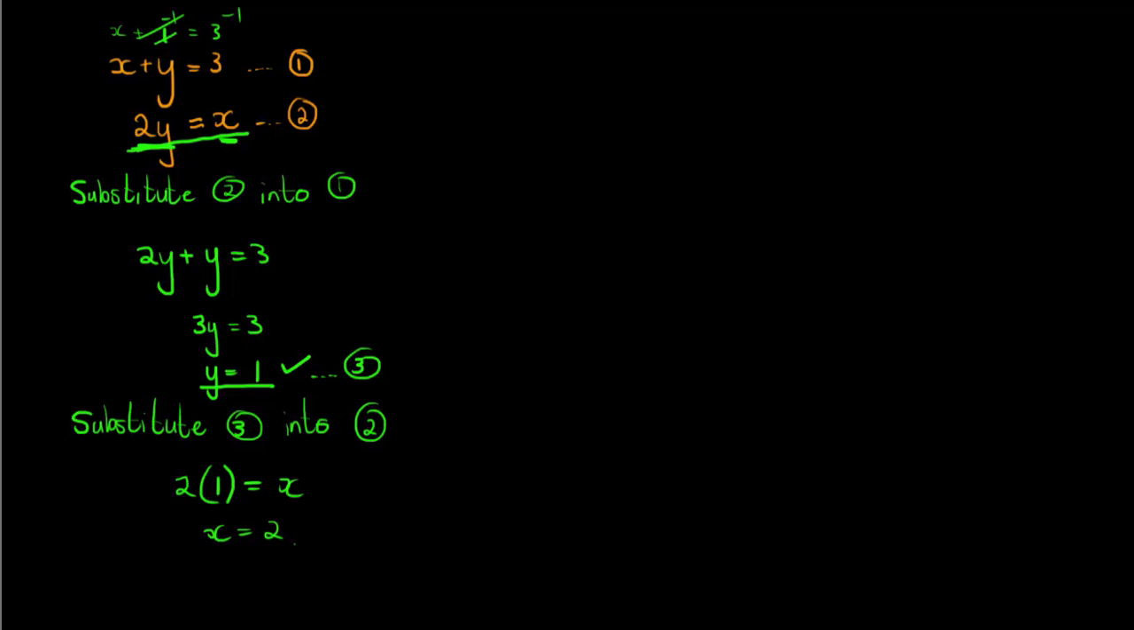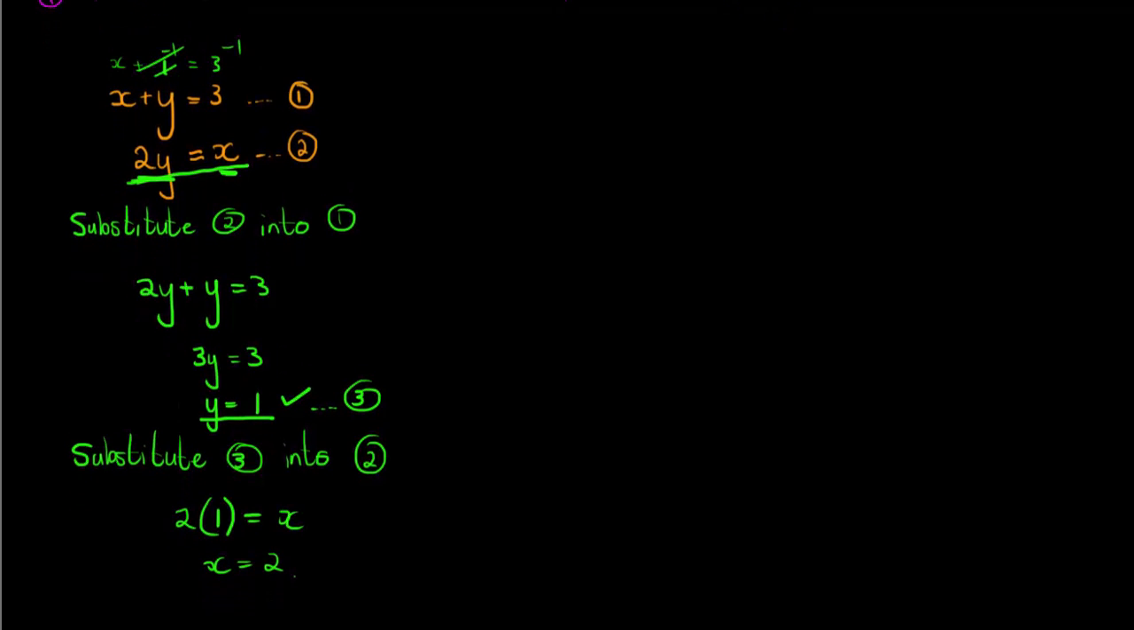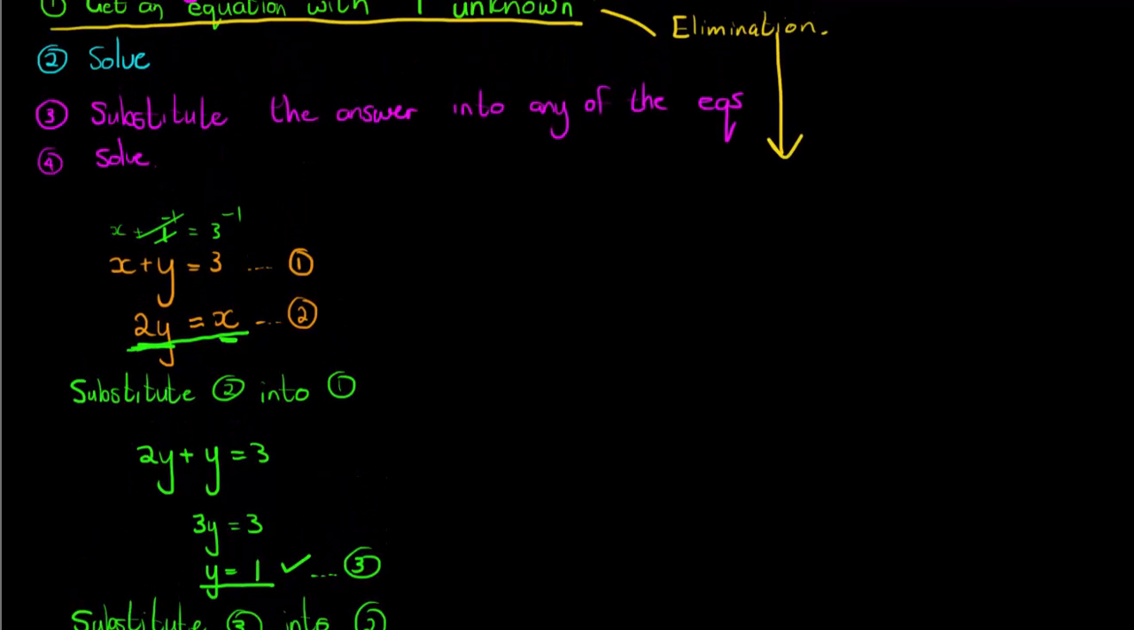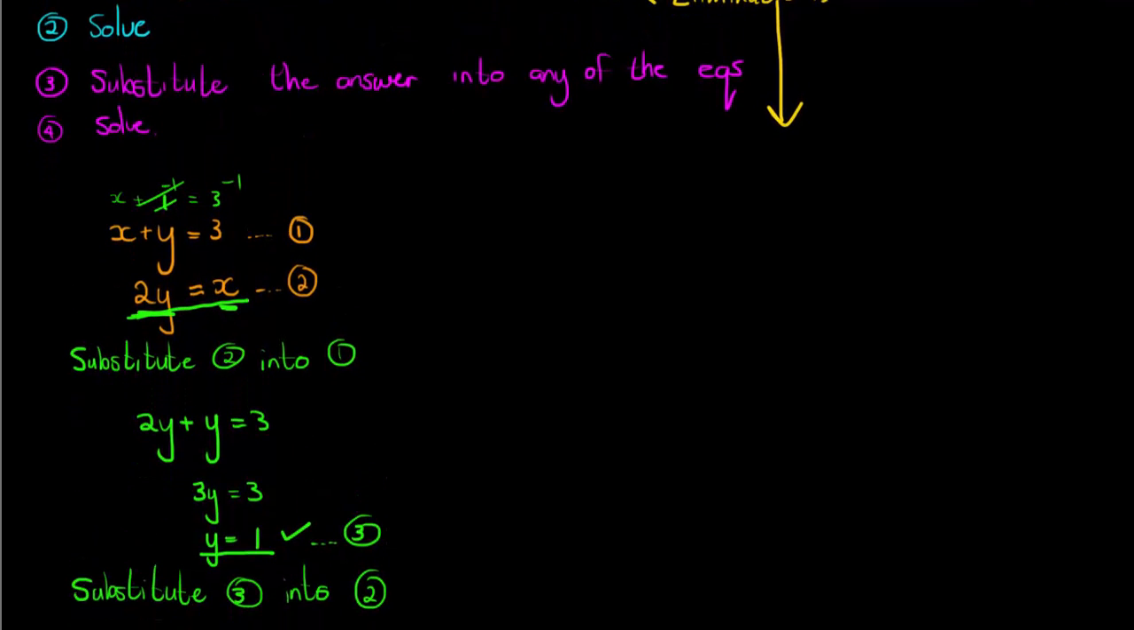That's a great method, and the reason why I showed this method first is because it will almost always work. The only reason why it might not work is when you can't get one of the unknowns on its own. For linear equations, you can always get an unknown by itself. It's never a problem. It's when you have two equations and neither of them is linear that you might have a problem. But with linear equations you can always use the substitution method.